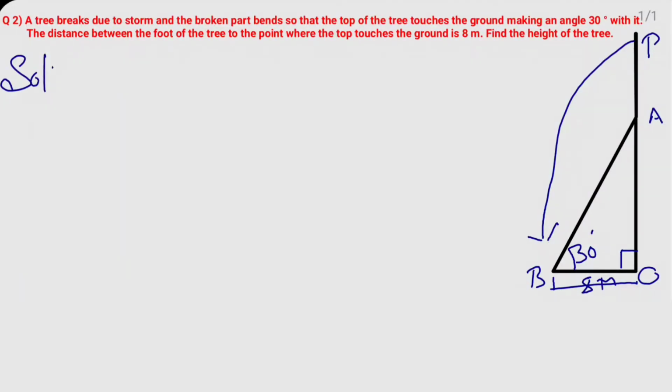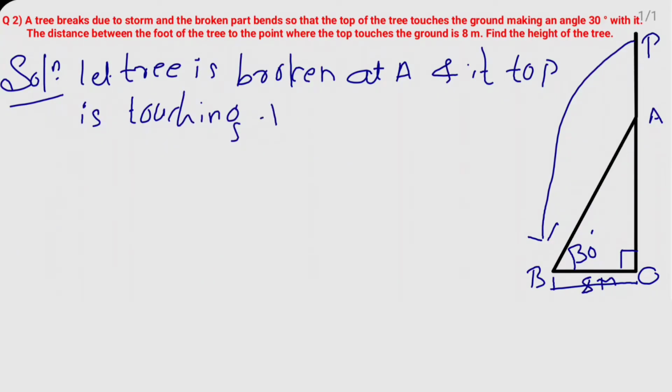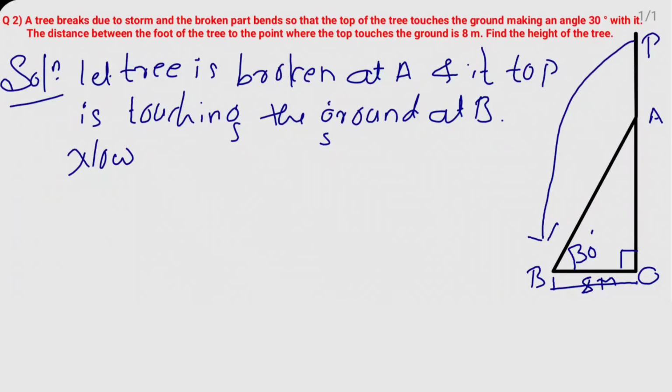So let me solve here. Solution: let the tree be broken at A and its top touching the ground at B. Now look at the figure. Here AOB is a right triangle.